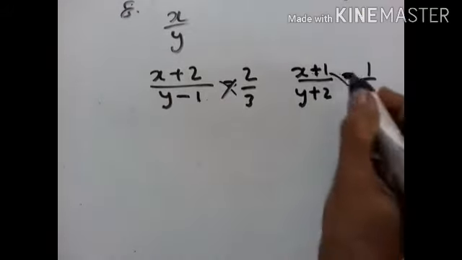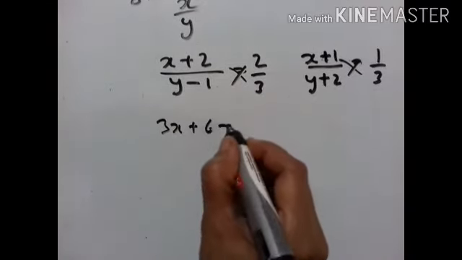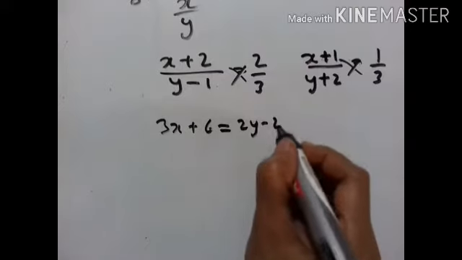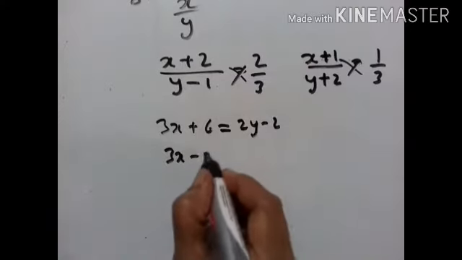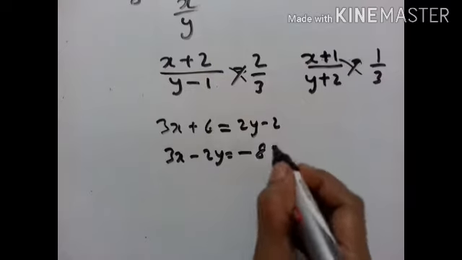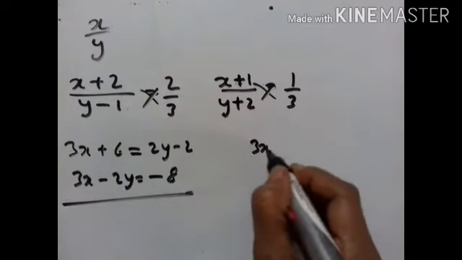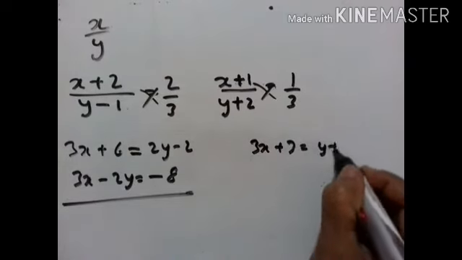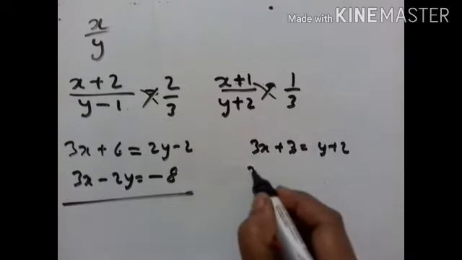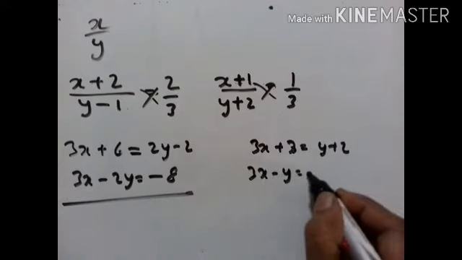Let us simplify them. 3x plus 6 is equal to 2y minus 2. 3x minus 2y is equal to plus 6 becomes minus 6, minus 8. 3x plus 3 is equal to y plus 2. 3x minus y is equal to plus 3 becomes minus 3, so minus 1.